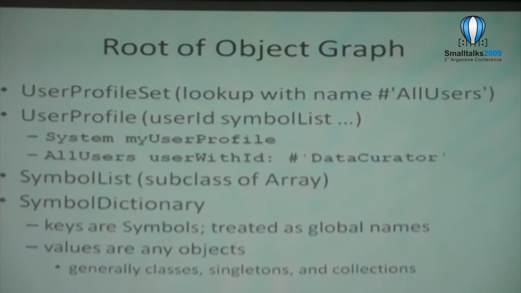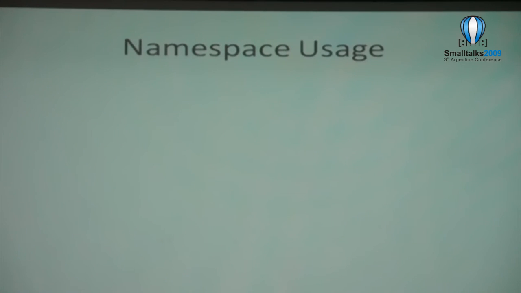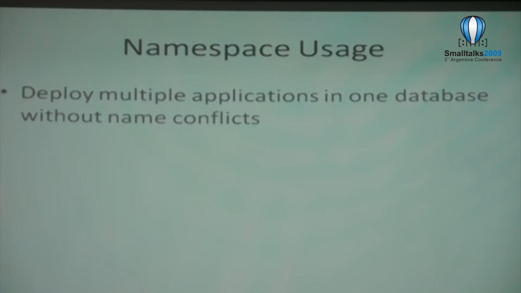Classes, singletons, and collections are all part of the symbol dictionary. What sort of namespace usage do we get from that? Well, you can deploy multiple applications in one database without conflicts. So if you have a GemStone system installed, want to deploy multiple applications, all you need to do is isolate them and there'll be no name conflicts.